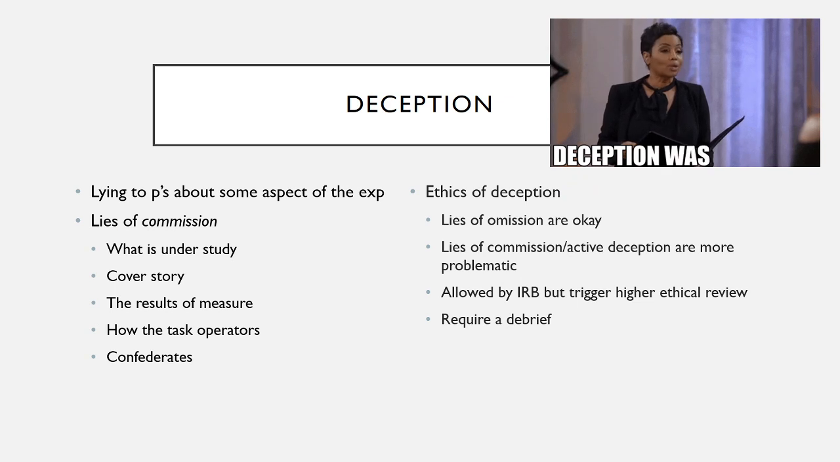A lie of commission, where you say something actively inaccurate to your participants, is obviously a lot more ethically problematic, and we can't do this for no reason. Any IRB proposal that indicates a lie of commission and use of deception that actually misleads participants, the IRB is going to do a much more stringent review of the ethical implications of that survey. They're going to really nitpick the usage of that commission. They're going to make sure that it's justified, and they're going to try and ask you to find any alternatives. If there really is no alternative, the IRB might allow it to go ahead.